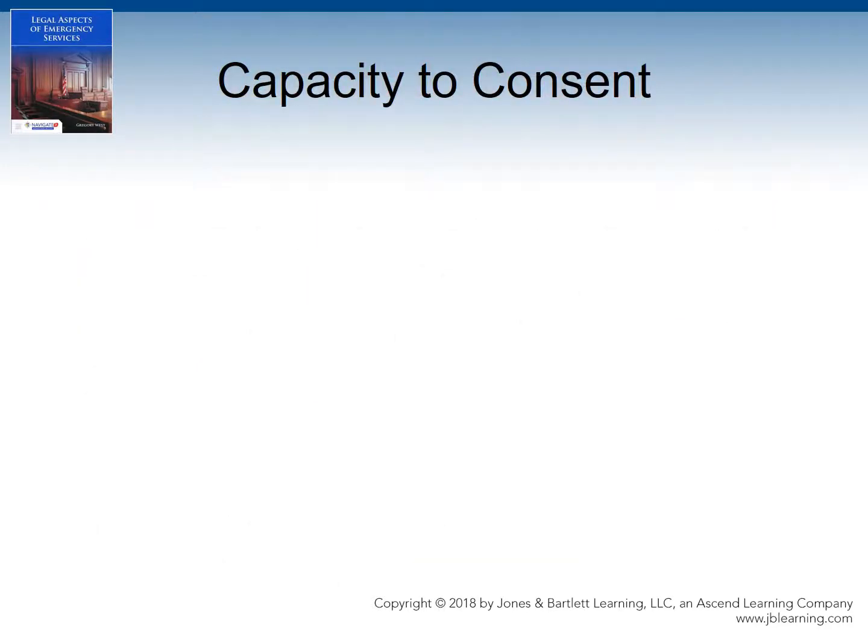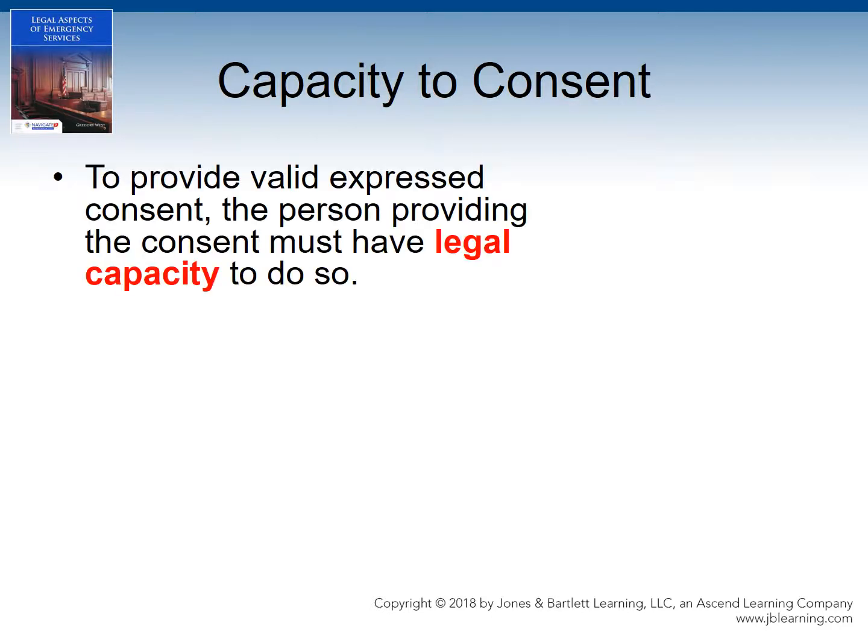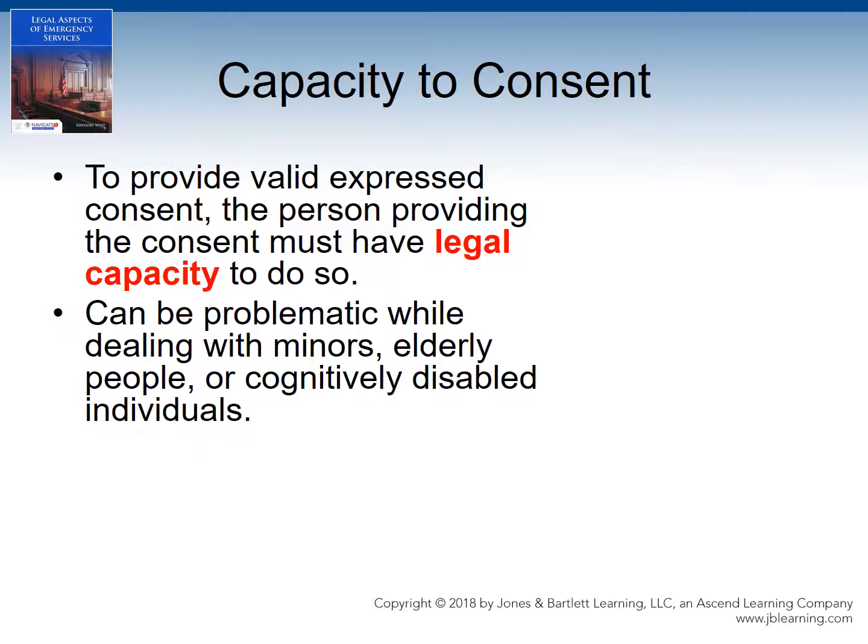One of the issues that seems to come up frequently in EMS patient consent discussions is a question of capacity to consent. In order for a patient to provide valid express consent to medical treatment and interventions, the person providing that consent must have the legal capacity to do so. This could be a problematic threshold when working with minors, the elderly, or cognitively disabled individuals, which could also include those who are temporarily impaired by drugs or alcohol.